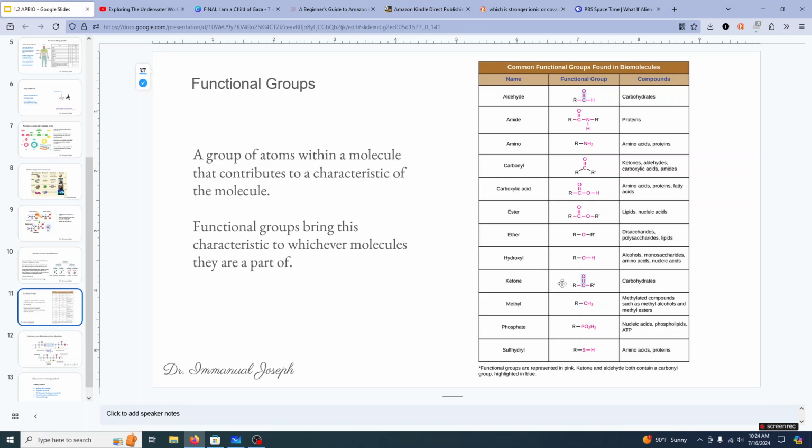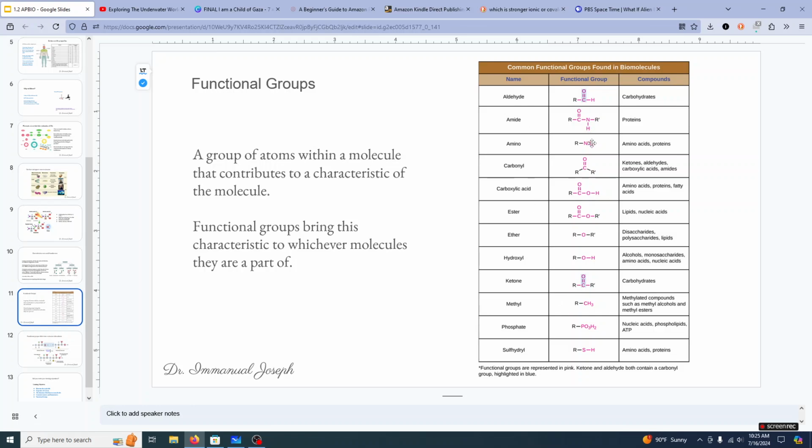Aldehyde is a little bit different from ketone, because ketone, instead of having hydrogen on one side, is going to have, again, a double bonded oxygen, but also the carbon is attached to two variable groups, two carbon atoms attached to something else. Okay, so carbohydrates have aldehydes and ketones.